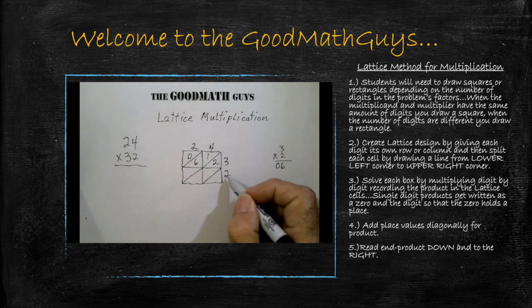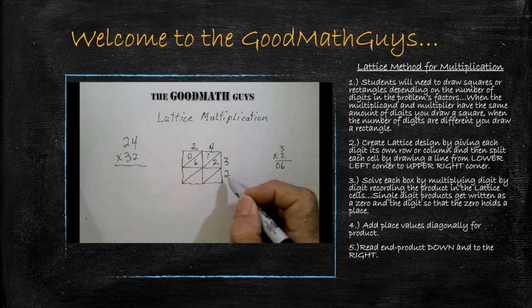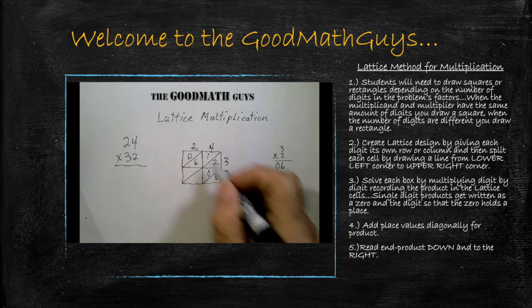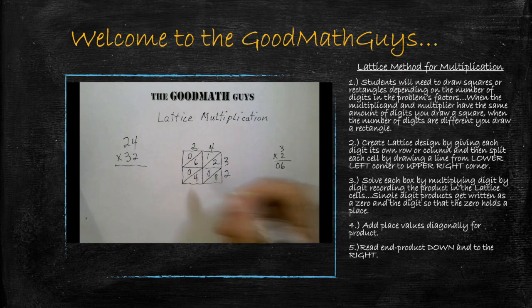Then we go down and we multiply the 2 times the 4, and then the 2 times the 2. 2 times 4 is 0, 8, and 2 times 2 is 0, 4. Now we're done with these numbers altogether.